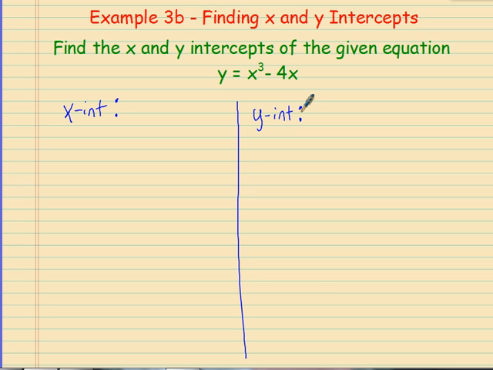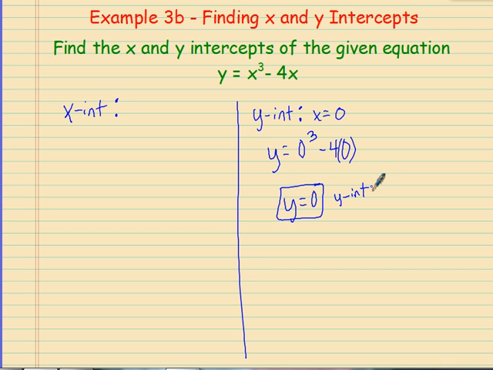So again, remember, x is equal to 0. So if x is equal to 0, what is that going to look like? Well, that's going to look like this. y equals 0 to the third power minus 4 times 0, which is 0. So my y-intercept is 0. That's going to be simple enough.